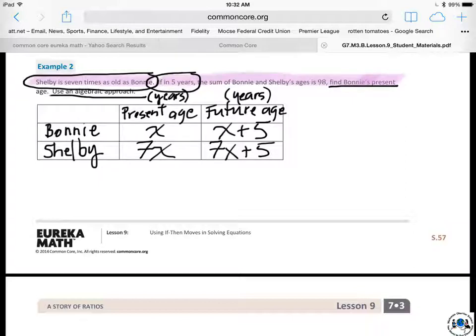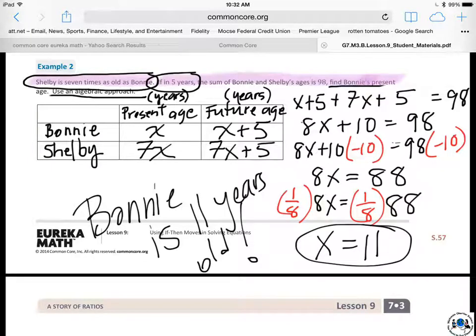Go ahead and do this algebraically, and come up with an answer of x equals. Okay, so here we go, using all of these expressions here. Okay, we can solve this. So we had x plus 5, and again, we're talking about future now. Actually, we don't really need those first two, the present ages. Present ages just helped us build the future age.